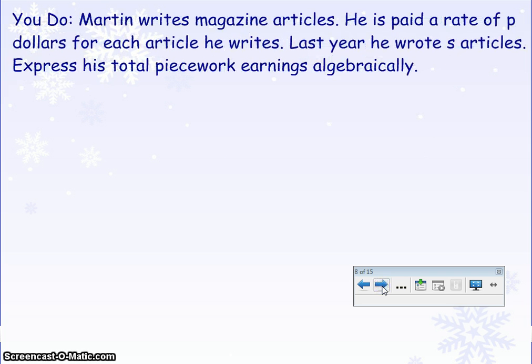For this one, you do, please press pause. When you're done, please press play and we'll finish it out. Okay, Martin writes magazine articles. He's paid a rate of P dollars for each article he writes, and last year he wrote S articles. Express it algebraically. Well, P articles at a rate of S is simply PS.